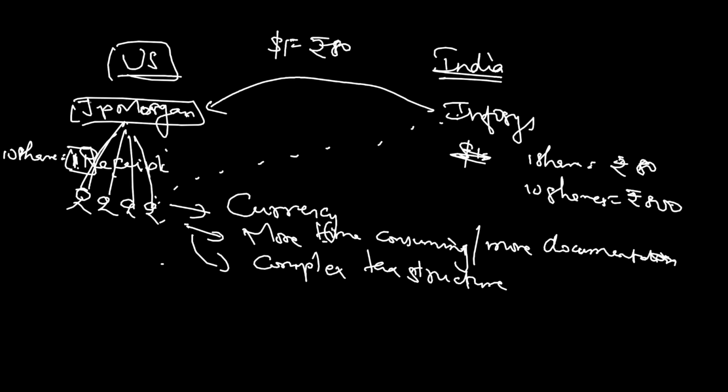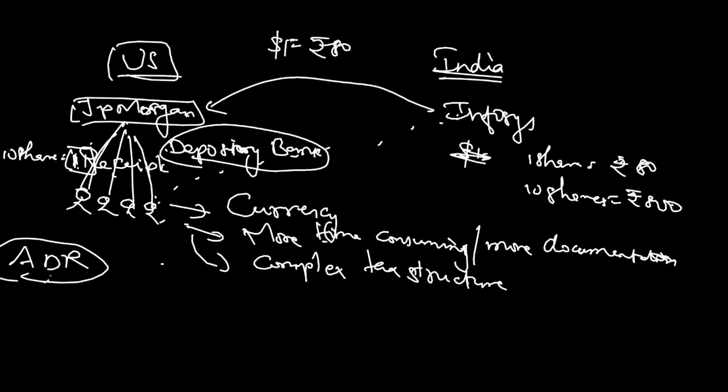And when JP Morgan, which is an investment bank, does this work, it is acting as a depository bank. So what is a depository bank? As a depository bank, they are buying the shares of Infosys from India, and then they are converting them into receipts and then reissuing back to the investors. So they are acting as a depository bank, and this is happening in America. So this was named as American Depository Receipts.